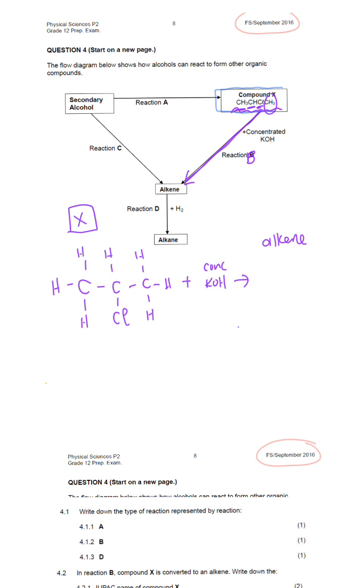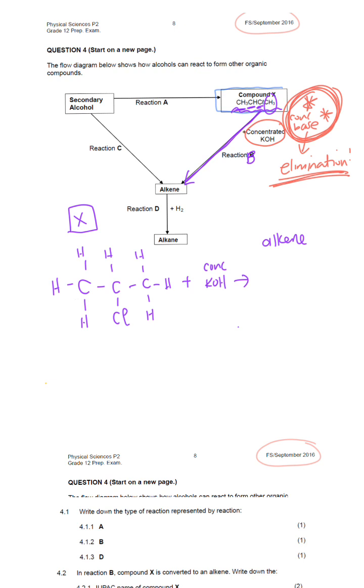So the first thing we look at is the concentrated KOH. So we now have a concentrated base. And this is a very important reaction condition. In fact, this is the highlight. This is the tip that they give us. Concentrated base means that elimination will take place. So this is something we need to learn, that when we see concentrated strong bases such as KOH or NaOH, then elimination will occur.